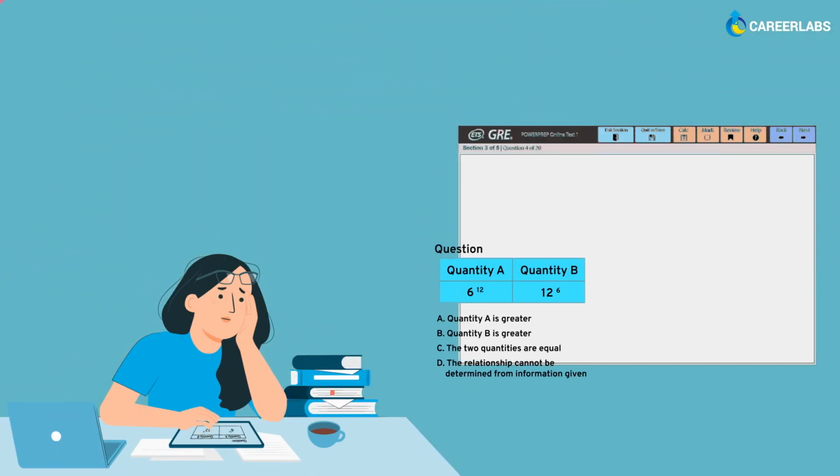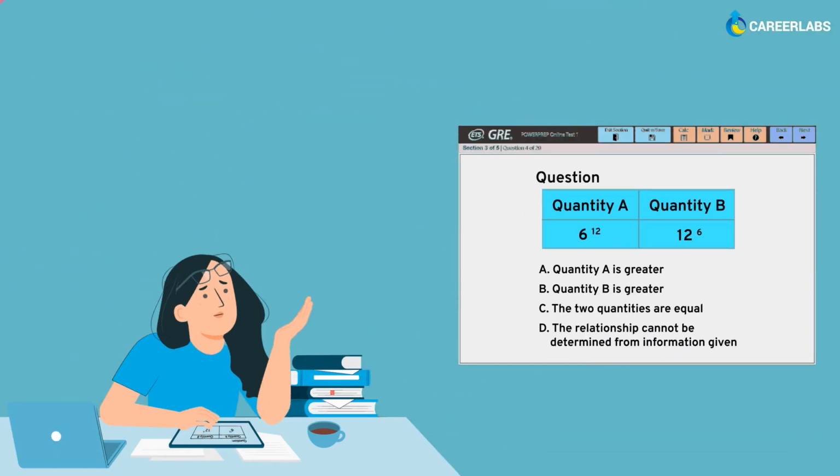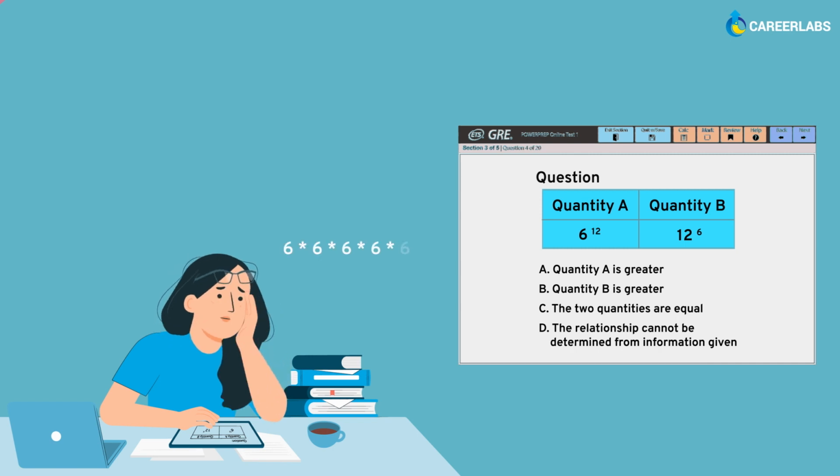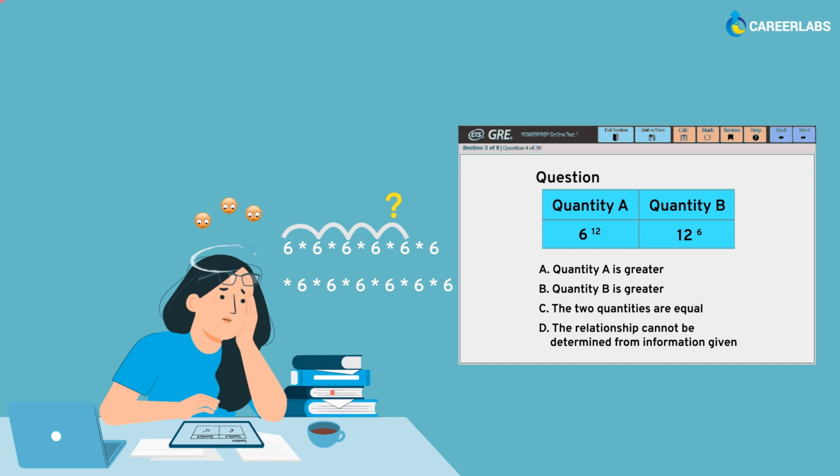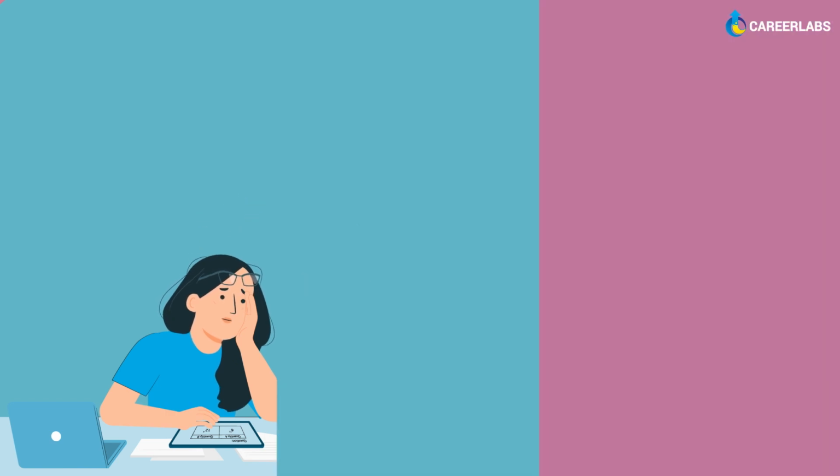This is Maya practicing for her GRE exam, and on this particular day she is trying to solve a quantity comparison question. Here she is trying to calculate 6 power 12, which is quantity A, in her mind. 6 into 6 is 36, 36 into 6 is 216, and 216 into 6 equal to 1296. And what about 1296 into 6? At this point she finds it difficult to do the calculations in her mind.